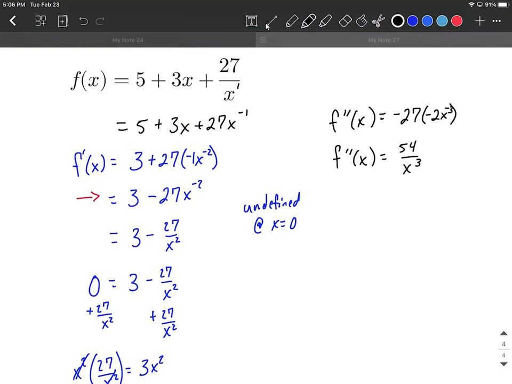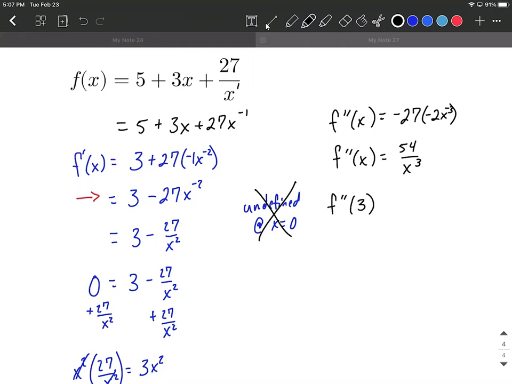All right, now what we want to do is test each one of these critical numbers in the second derivative and determine whether it's going to be positive or negative. We don't really need to worry about x equals 0 because the original function was not defined at x equals 0. Therefore, it can't be a point on our graph, so it can't be a maximum or minimum.